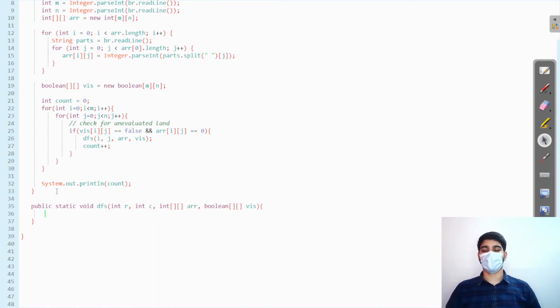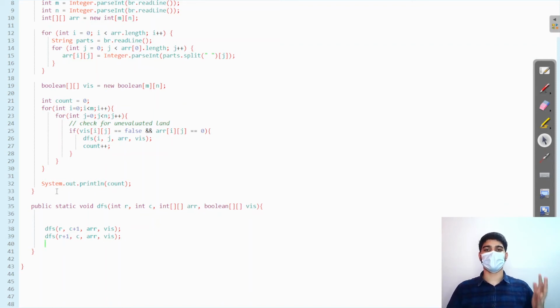Now I can call for 4 directions. What are those directions? I can either go to the east side, which is the right side, which is adding 1 to my column. So I can have DFS of r, c plus 1, array and visited. Then I can go downwards, which is increasing my row. So r plus 1, which is the south direction, array and visited.